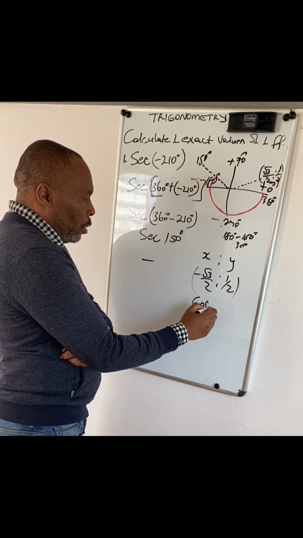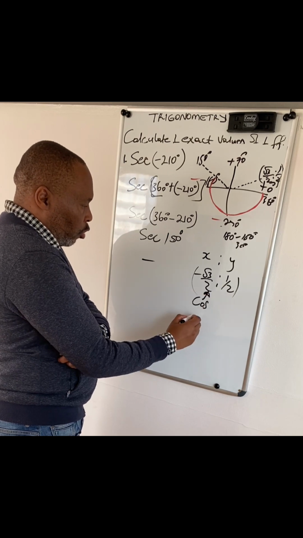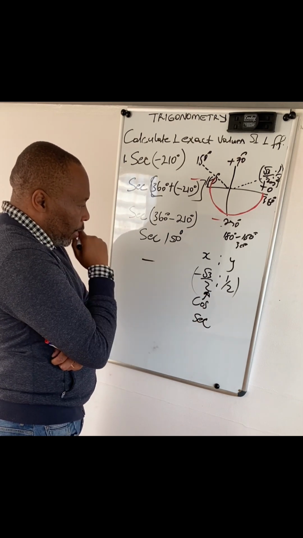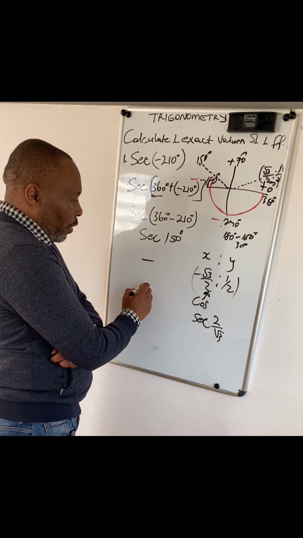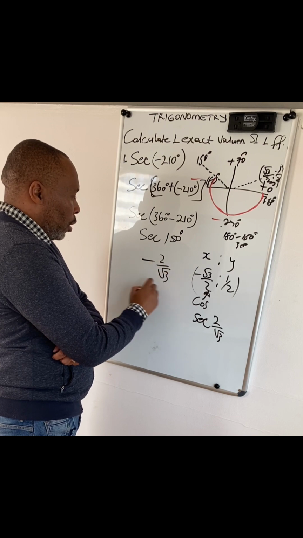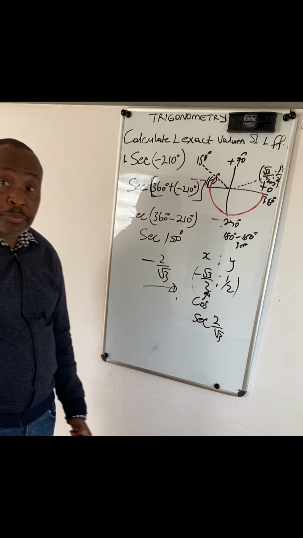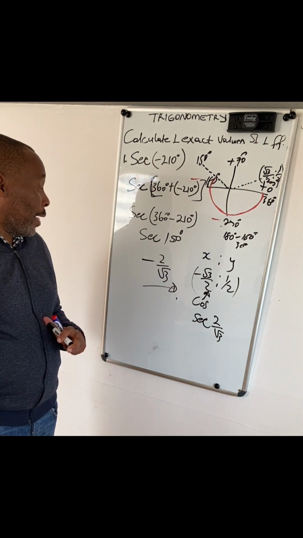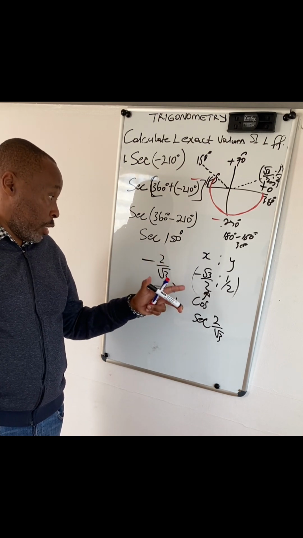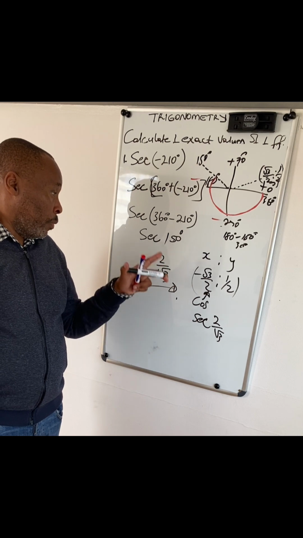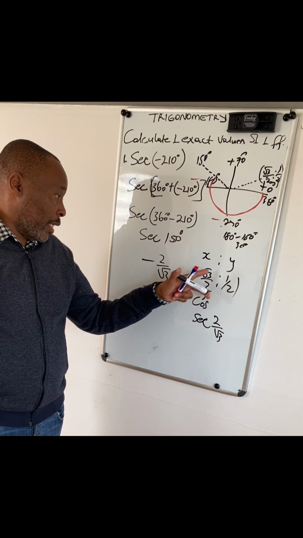Here it would be sec. This is cos. The inverse of cos is sec, which we have here, and therefore it would be 2 over root 3. But remember, this is negative, so we have negative 2 over root 3. This is our answer. This is it, guys. Sec in the second quadrant is negative, and the value of cos, the x value in the second quadrant, is negative root 3 over 2.